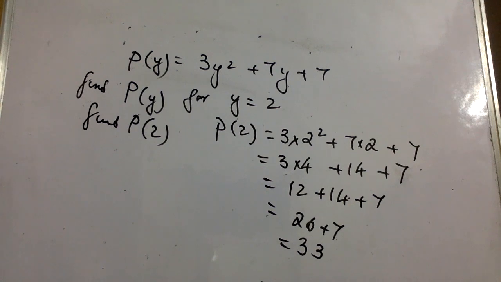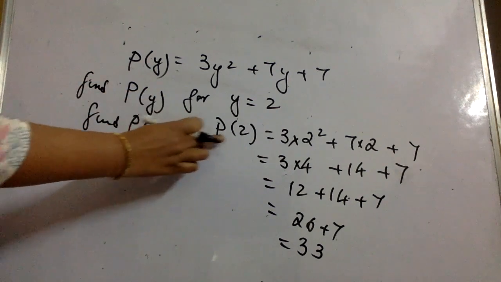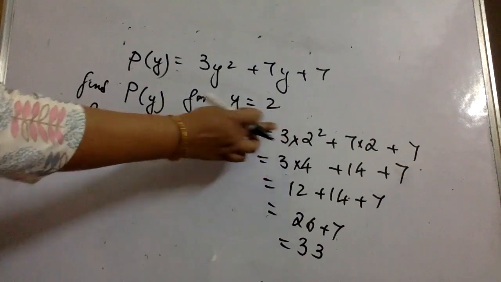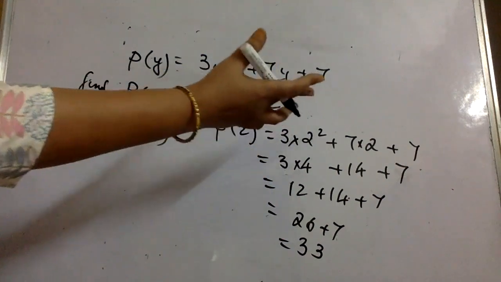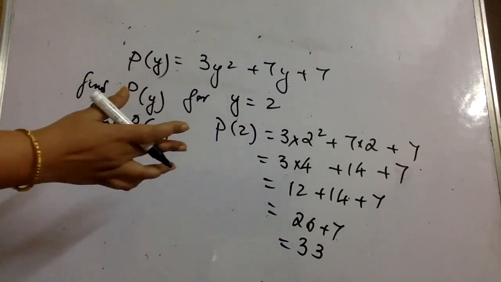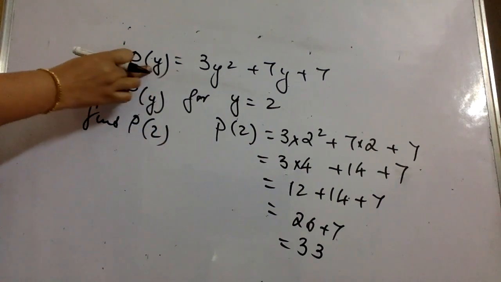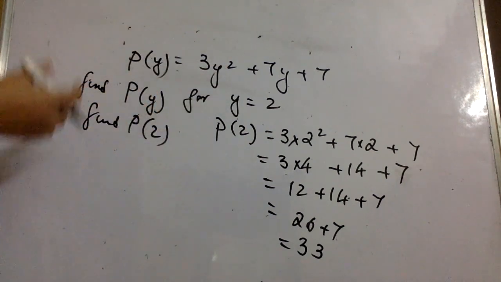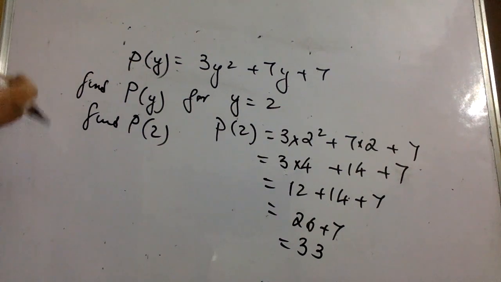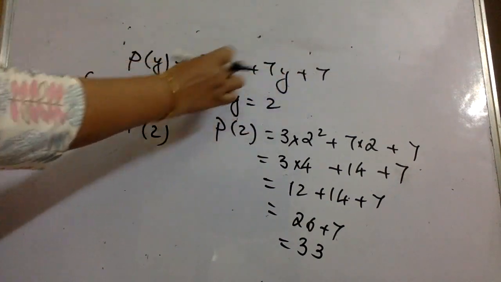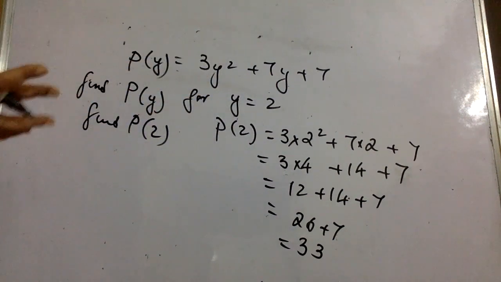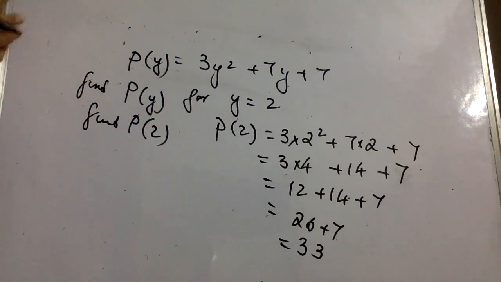So if you have p(2), you are supposed to just substitute the value 2 in all the variables because 2 has come in place of y. Now if they write find p(3), substitute 3. They can even say find p(-3), and you have to keep substituting minus 3 everywhere wherever there is a y. So let's see.